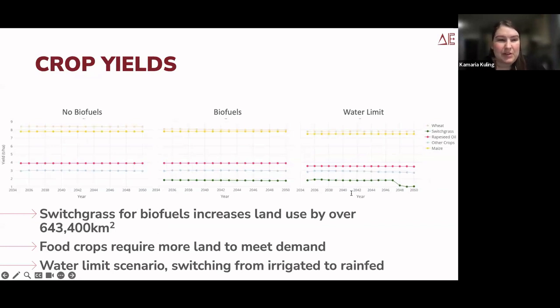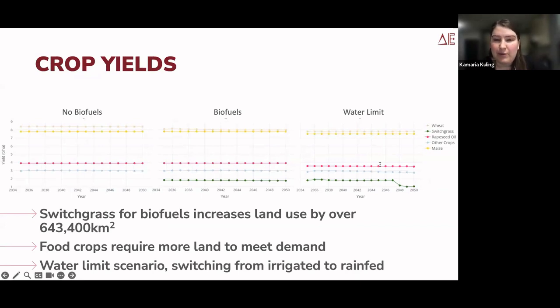So now sort of tying some things together, we can look at the crop yields to see more of those impacts. And so taking the net zero as a baseline, we can see that once we add in the switchgrass biofuels in the middle scenario, some of them are a bit hard to see, but the yields for the other crops are all reduced a little bit. And then for wheat, it's reduced quite a bit.